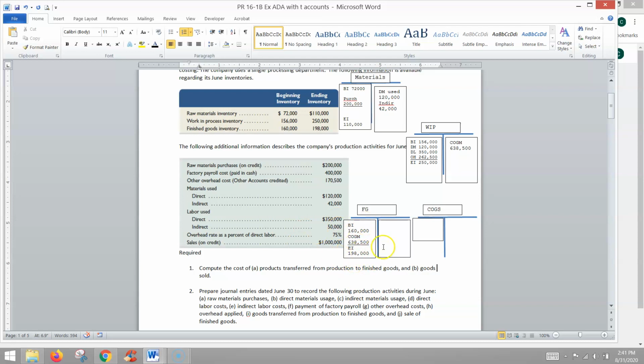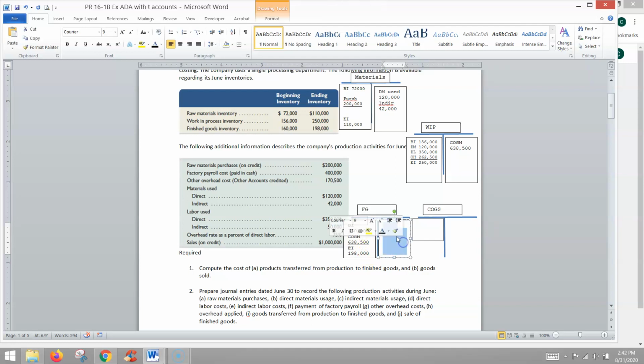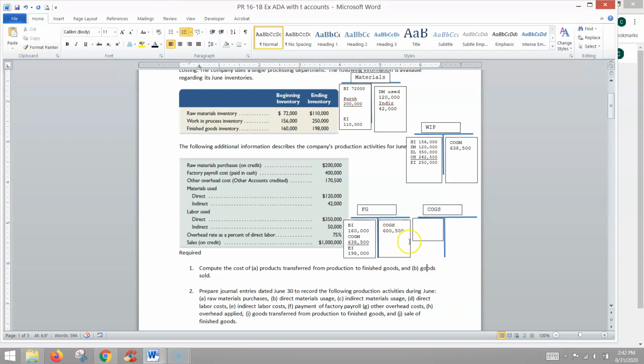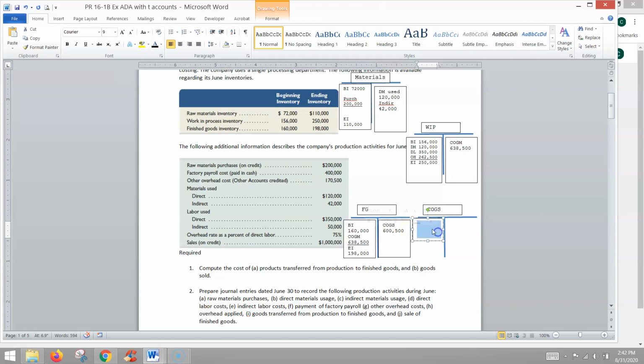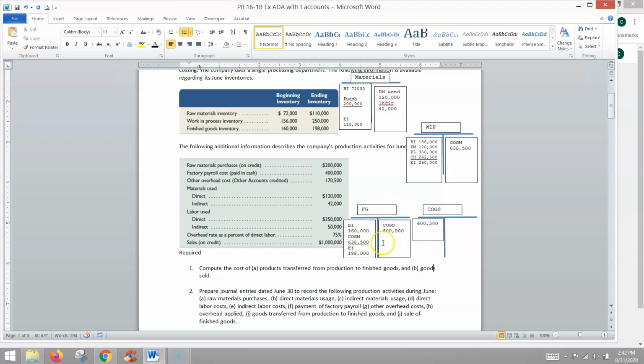When we sell the product, it leaves finished goods, it leaves our balance sheet, leaves our facility, and it's going to go over to cost of goods sold, which is on the income statement. And it would go out the door to our customer. To calculate the amount, we're going to take the beginning inventory plus cost of goods manufactured minus ending inventory, and it gives us cost of goods sold of $600,500. That's going to be a debit to cost of goods sold. It's an expense, and it's going to be a credit to decrease our inventory account finished goods. So that's how you can utilize the T accounts to calculate the amounts.